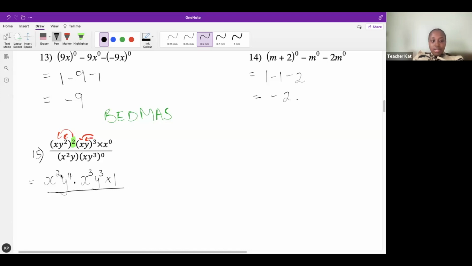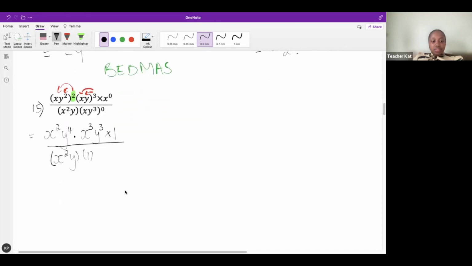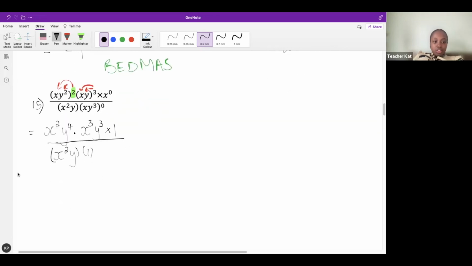Okay, bracket number 1, is there anything that we can do there? No. So I'm just going to rewrite x squared y. Bracket number 2, xy cubed all to the power of 0 is equal to 1. Whew. Okay, let us go back to my numerator.